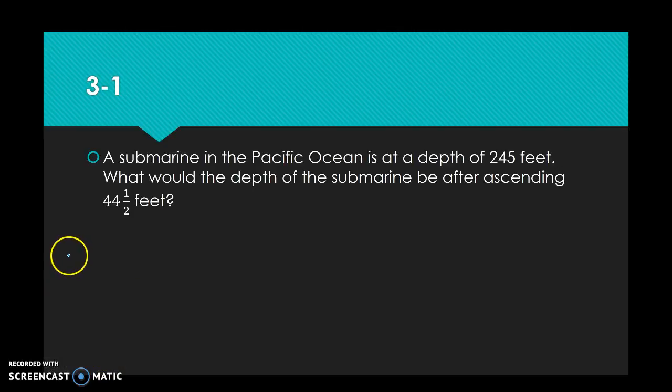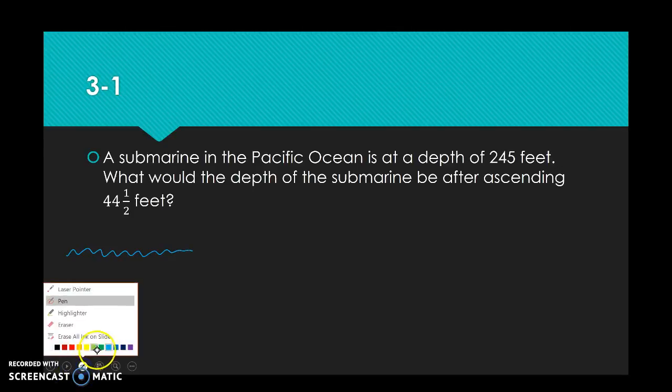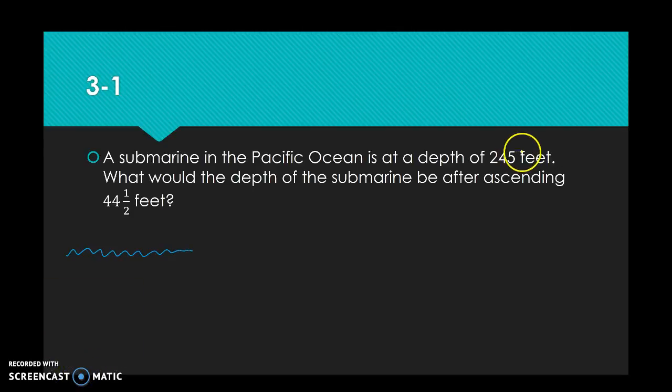So I'm going to go ahead and draw my water line because pictures help. And we're saying that, so depth of 245 feet. So if it's a depth, is it going to be positive or negative? So negative, right? Because it's way down here at 245 feet, negative 245 feet. Then what is the depth after it ascends 44.5 feet?